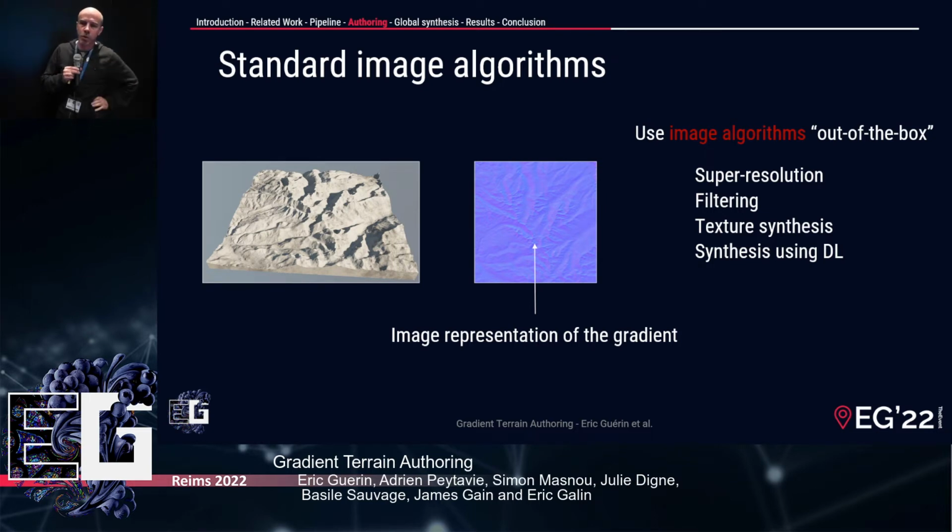DEMs, digital elevation models, are usually represented by images, so-called height fields, which simplifies their manipulation, of course. We can transpose this to the gradient using two channels of the image to represent the two components of the gradient. This has the advantage of being able to use standard image algorithms, but applied in the gradient domain. So the image that you can see in the center of the slide is just the representation as an image of the gradient. It resembles some normal maps that you usually see. We successfully applied this to super resolution, filtering, texture synthesis, and other machine learning methods that we will see later on.